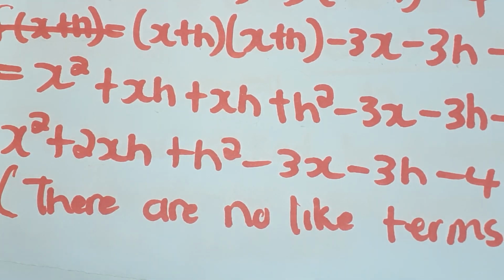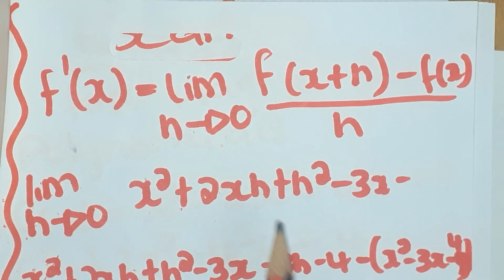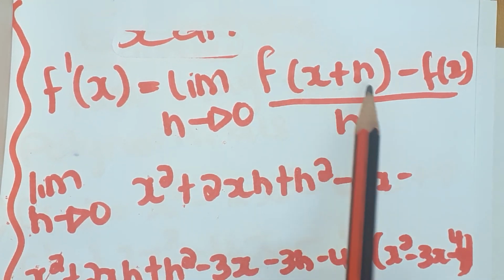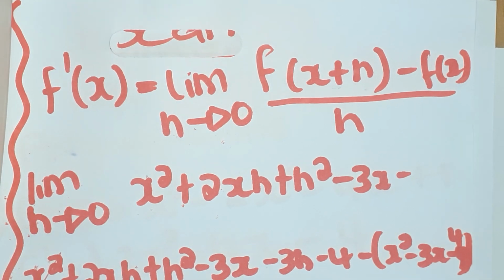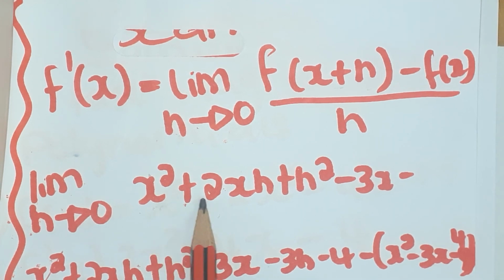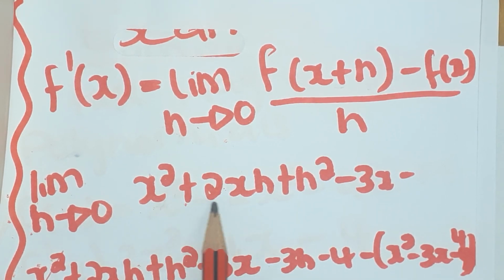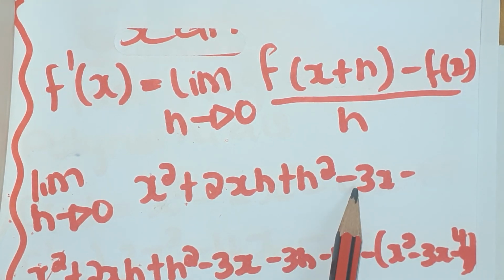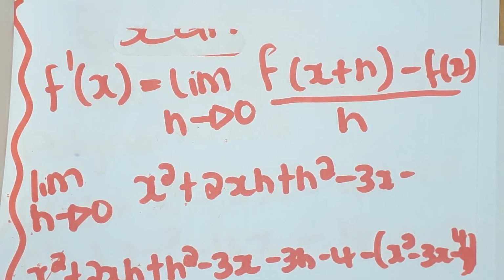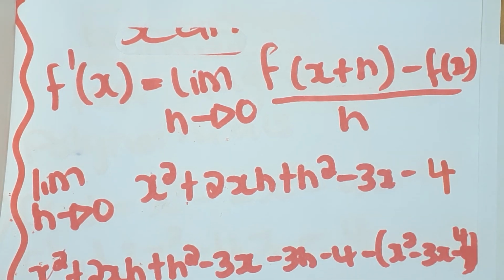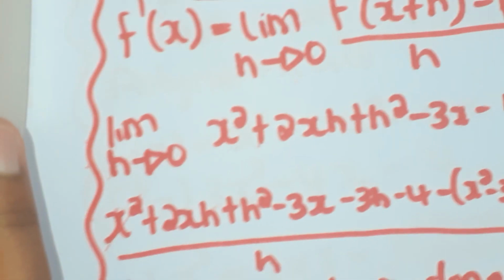So we are going to apply the formula that we've been given. So here is the formula, right? Limit h tends to 0, f at x plus h minus f at x all over h, right? So here is the short version where there are no like terms. It's x squared plus 2xh plus h squared minus 3x minus 3h, and I did not write the minus 4 there. So we put that into the equation.